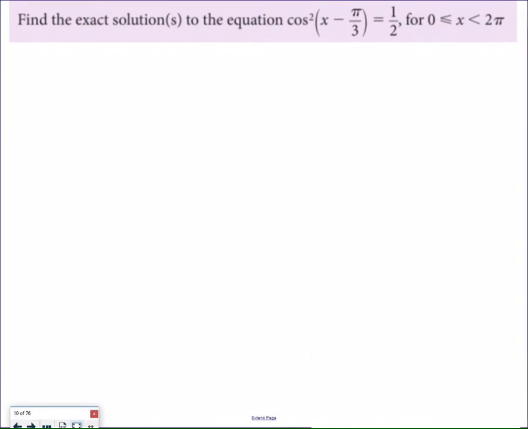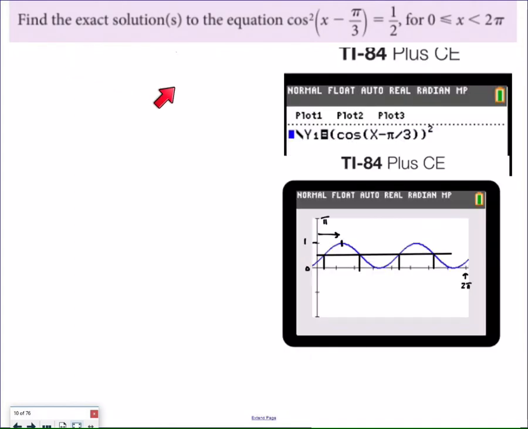I'm going to end this video with one last example because sometimes you might be asked to find exact solutions, but you will be allowed to use a calculator. So you have to know how to do your trigonometry without a calculator, but you can use a calculator to help you understand what it is you're looking for. And it's a pretty valuable tool, and it shouldn't be overlooked.